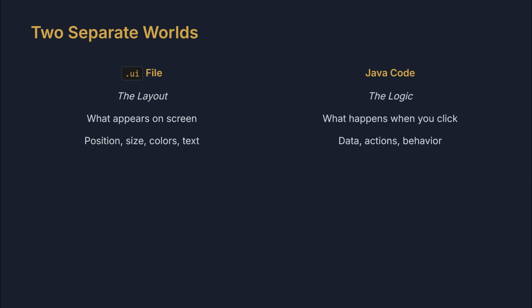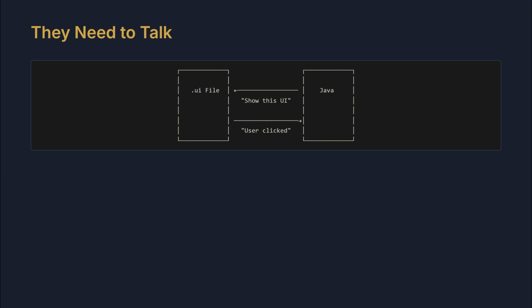So we have two separate worlds. We have the UI files. This is the layout, what appears on screen. We have properties for position, size, colors, and text. And then on the other side, we have the Java code. It's the logic, what happens when you click. We have data, actions, and behavior. And those separate worlds, well, they need to talk. Java needs to talk to the UI file in order to show this UI and populate those fields. And the UI file has to communicate with the Java code, for example, for events.